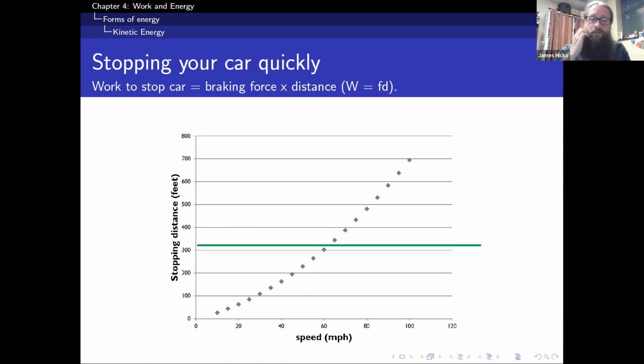how fast you're going. Here's some data that I got from the Department of Transportation, stopping distance versus speed. This green line that's going horizontally is roughly 1 city block. If you hit that going 60 miles per hour, it takes you the entire block to come to a rest.